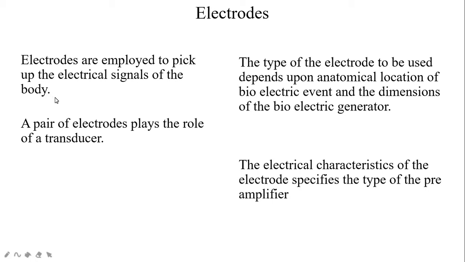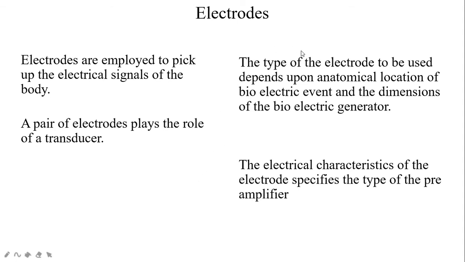In presenting the bioelectric event to the pre-amplifier of the signal processing circuit, a pair of electrodes plays the role of a transducer. Since the electrodes are transferring the bioelectric event to the input of the amplifier, the amplifier should be designed such that it accommodates the characteristics of the electrodes.